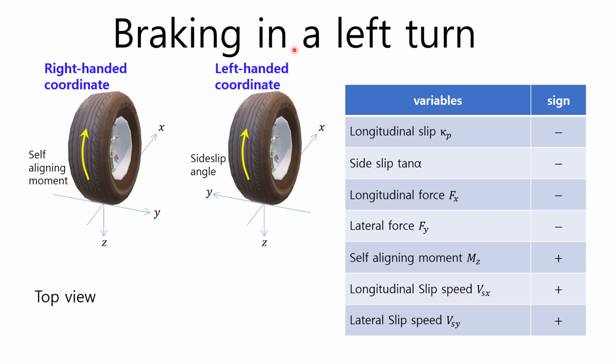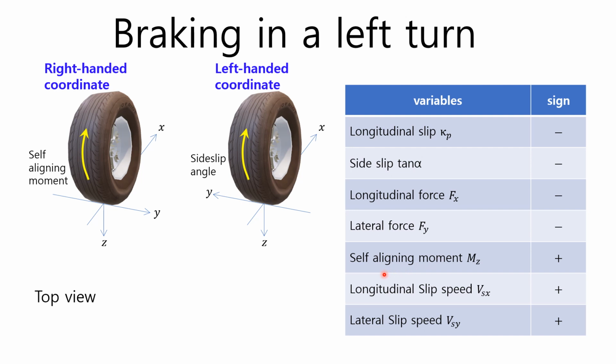Let's look at braking in a left turn. The practical slip kappa p of braking is negative, and since the steering angle of a left turn is positive according to the left-handed coordinate system, the slip angle has a negative value opposite to that. A braking force Fx is negative, and the lateral force Fy is also negative when turning left.